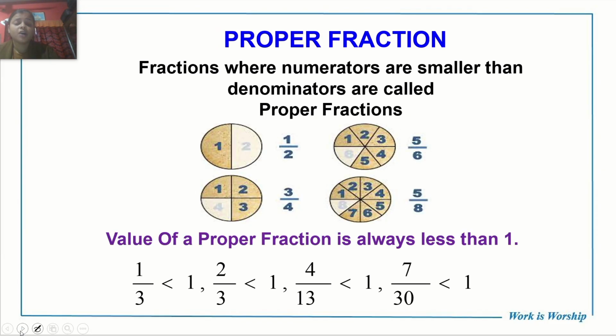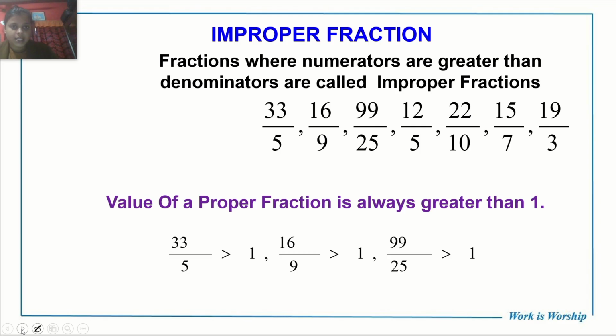Yes. Now we come to proper fractions. Fractions where numerators are smaller than denominators. Means the numerator is smaller than the denominator, right? 1 by 2, 1 is smaller than 2. 5 by 6, 5 is smaller than 6. 3 by 4, 3 is smaller than 4. And 5 is smaller than 8. Okay. These are known as proper fractions, where the numerators are smaller than the denominators. Okay. Now you are understanding it.